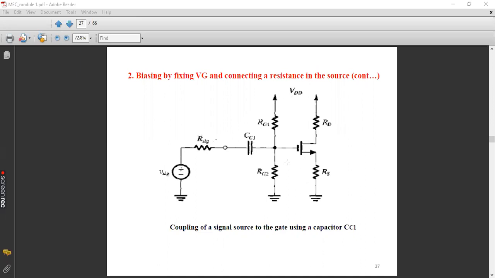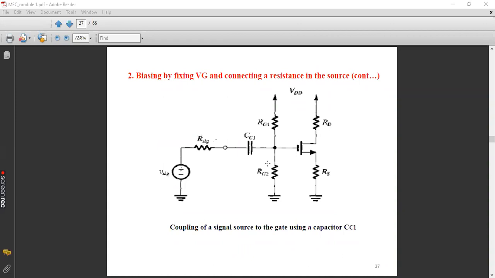Already you have fixed a perfect DC gate voltage with the aid of RS, RG1 and RG2. If we are not using CC1, then some other DC components will come from the signal source, and it will disturb the Q point. That means your VG will get changed. When VG changes, what will happen? It will again affect your ID, and your Q point will get disturbed.